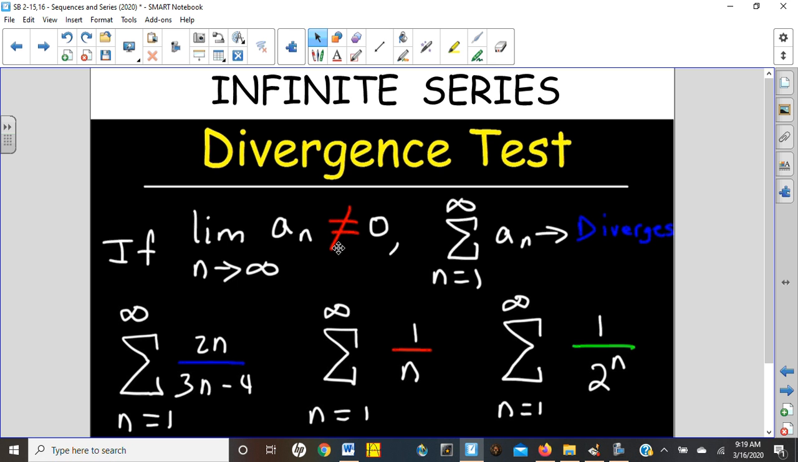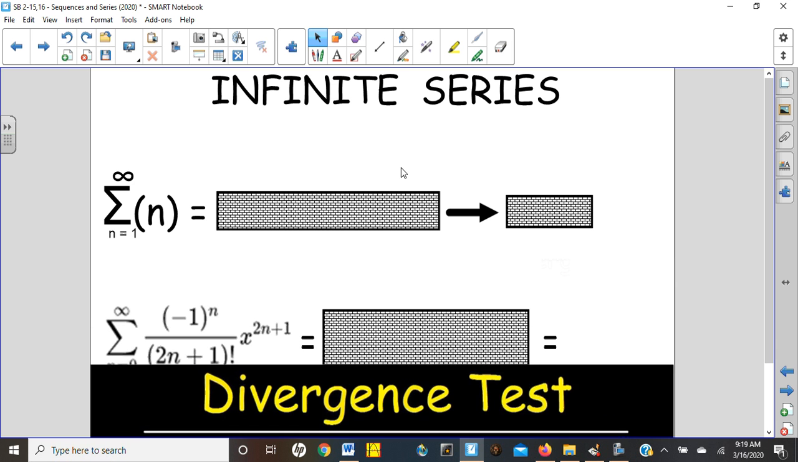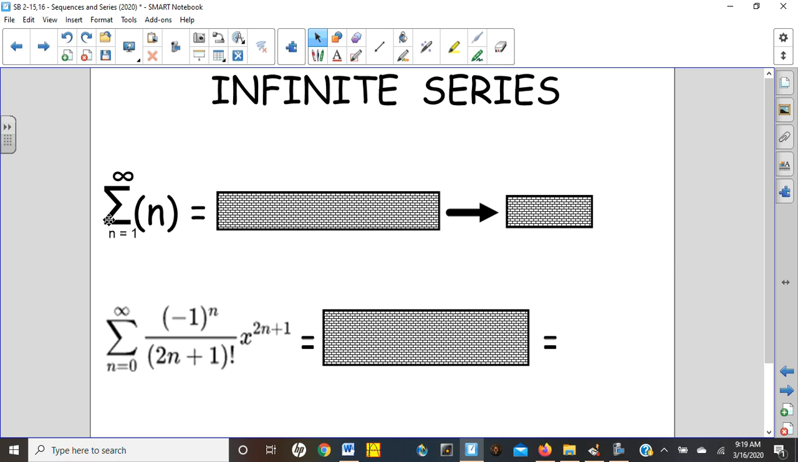And if they don't, like in this rule right here, then they're going to diverge. Guess what? Good news, you don't have to learn about it yet. But here's a couple examples just to have something to look forward to for next year.